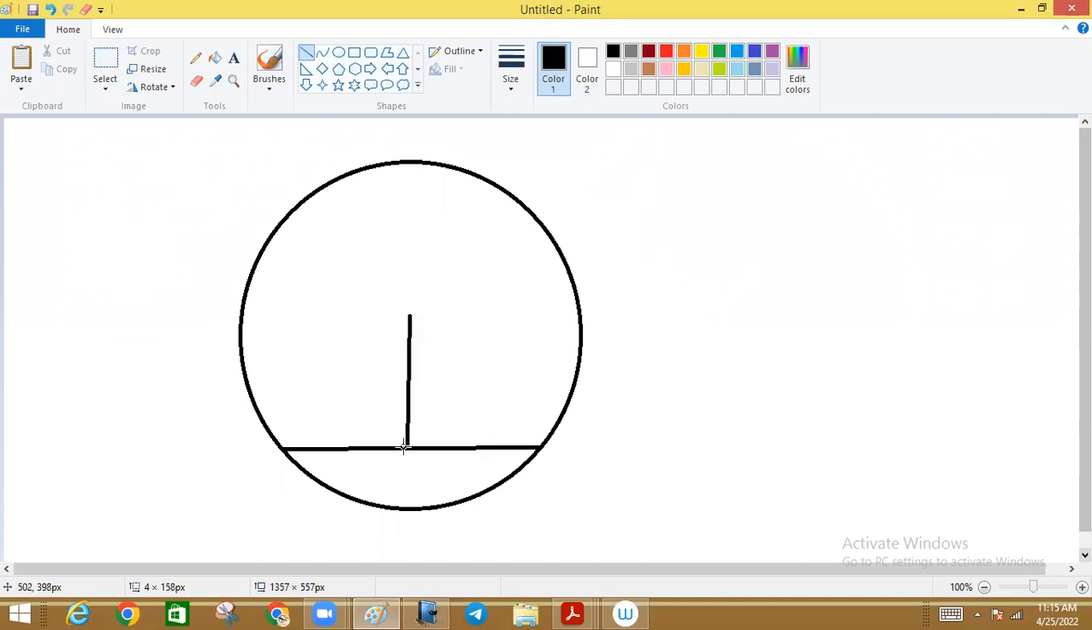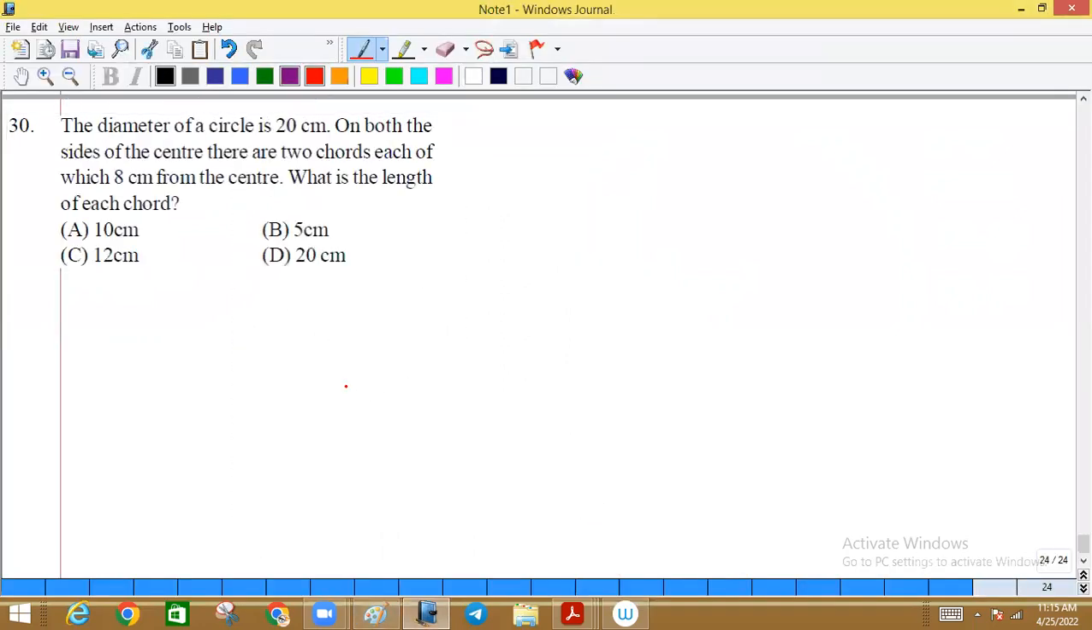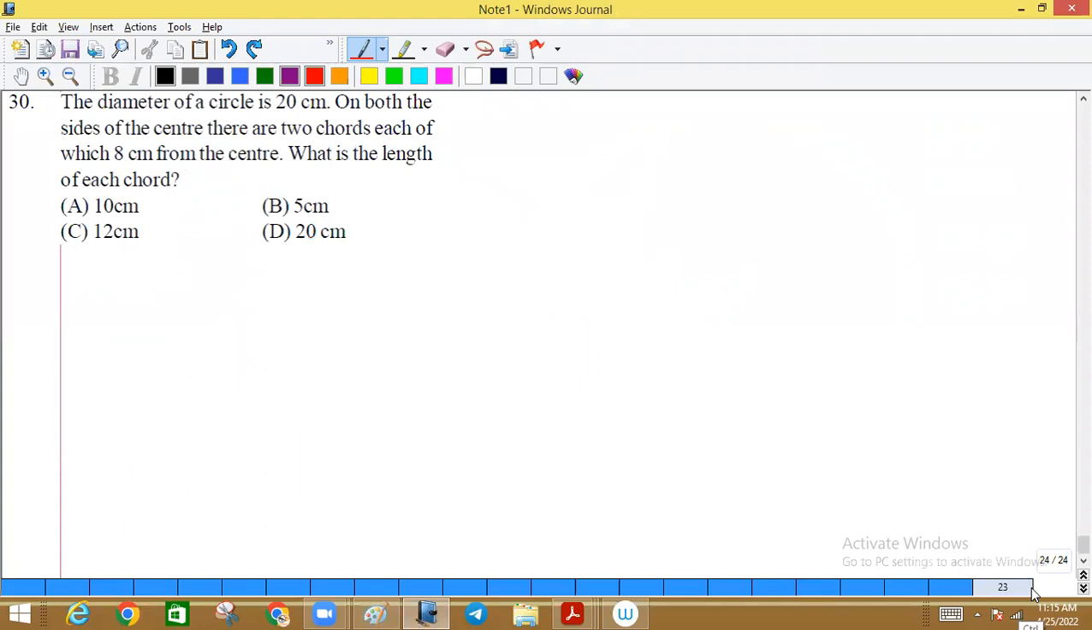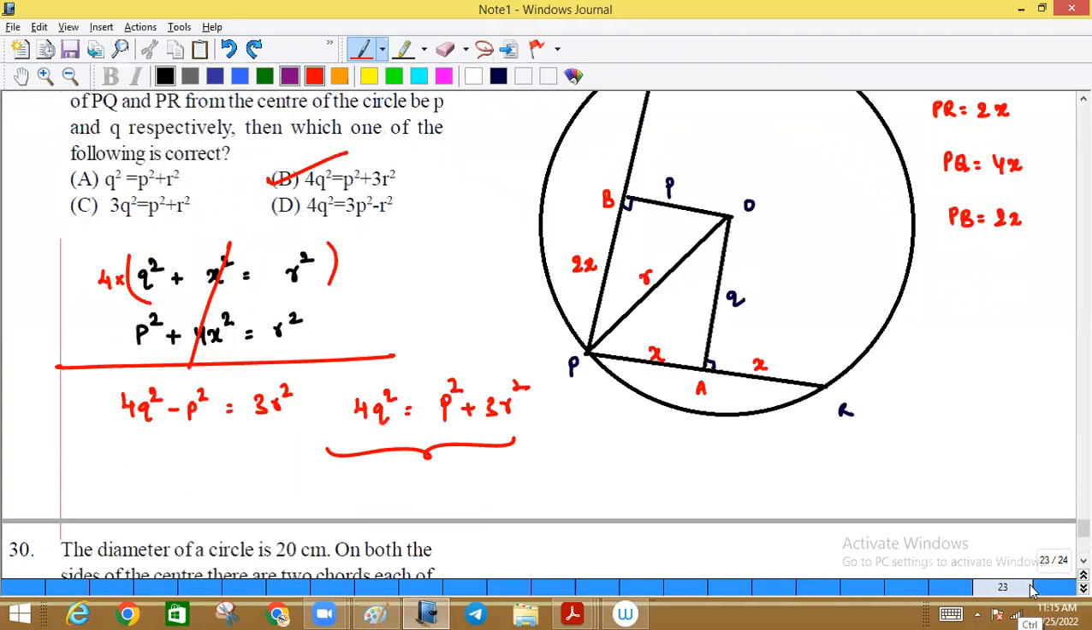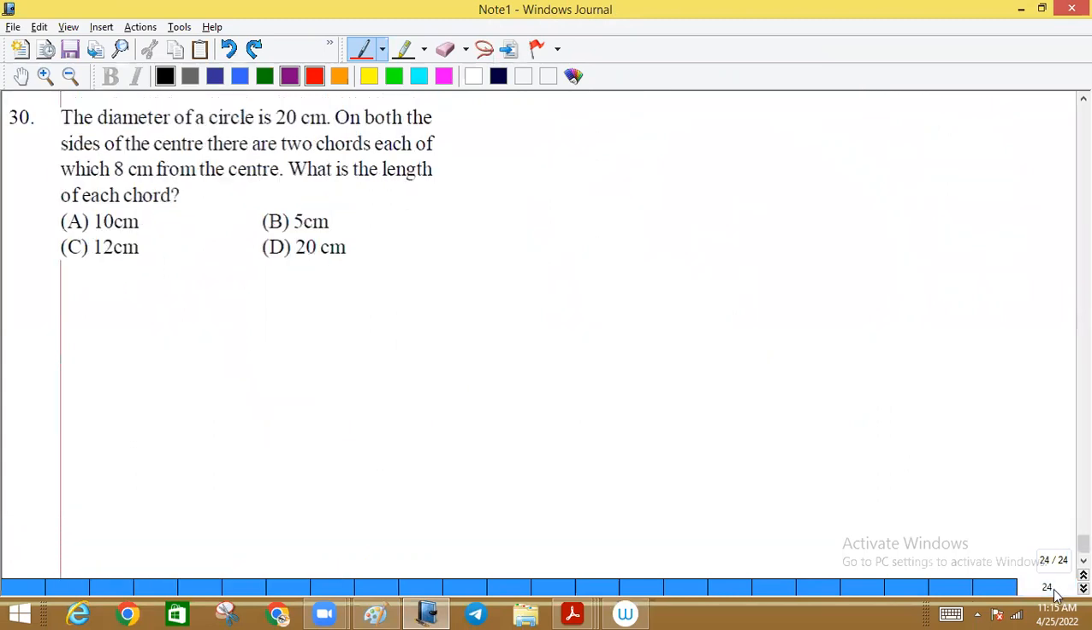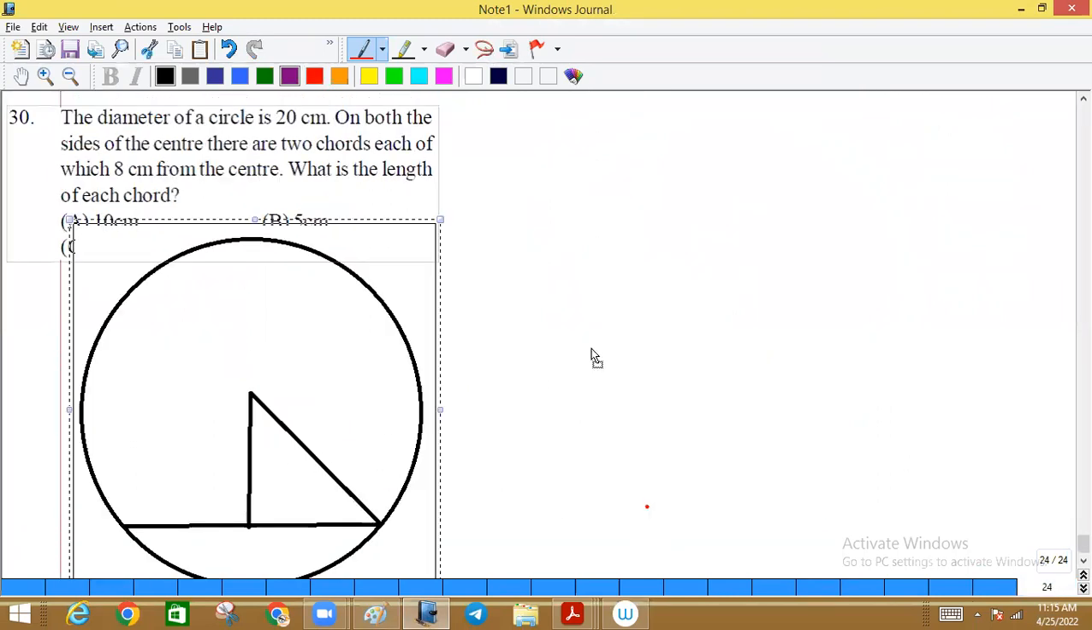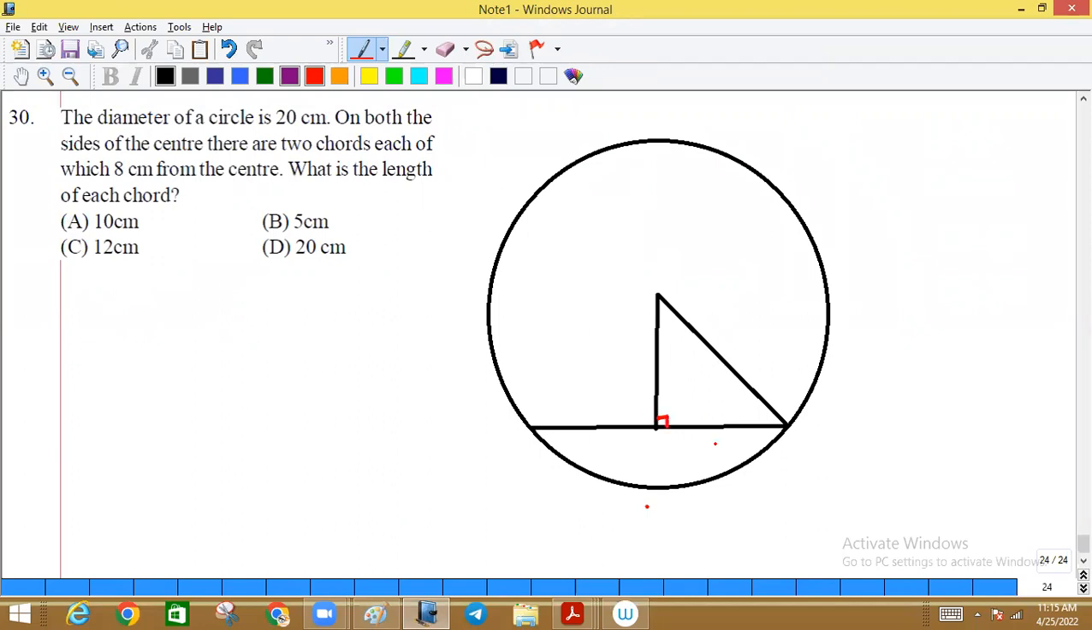If diameter is 20, what is the radius? If diameter is 20, radius is 10. Each of the chords is 8 centimeters from the center. Sorry, the distance between the center and the chord is what? 8. And you tell me what is the diameter? 20. Therefore, the radius is 10.